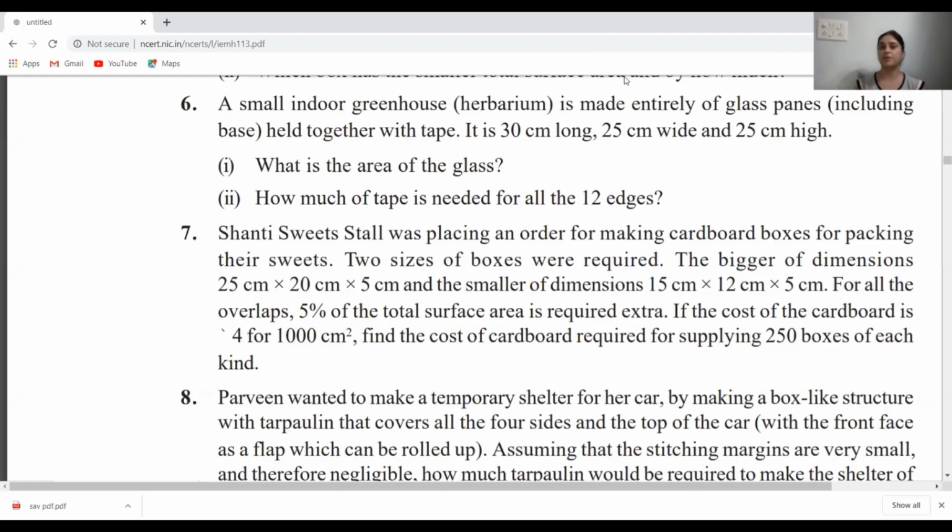And how much tape is needed for all 12 edges? So 4 times length and 4 times breadth and 4 times height, right? So when we multiply 4 length, 4 breadth and 4 height, and sum up all together, we will come to know how much tape will be required, because जो taping हो रही है वो edges पर हो रही है. Taping कहाँ पे हो रही है? Edges पे हो रही है. So students, kindly do this question first on your own, then I will show you my solution.